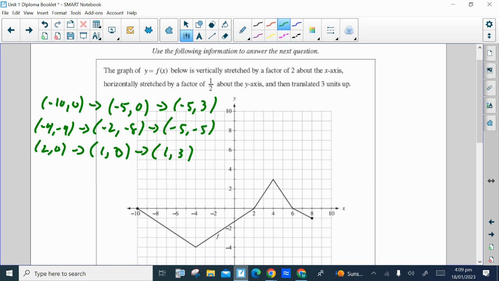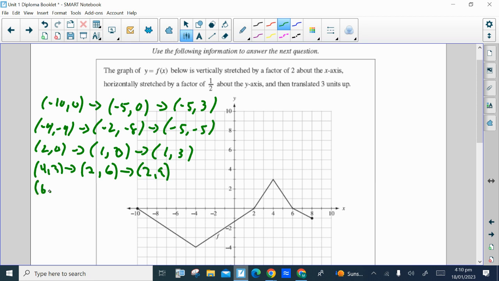The next key point on this graph is the point 4, 3. Horizontally stretched by 1/2 will give you 2. Vertically stretched by 2, multiply the y value by 2 gives you 6. And then it's going to go up 3, so that'll be 2, 9.